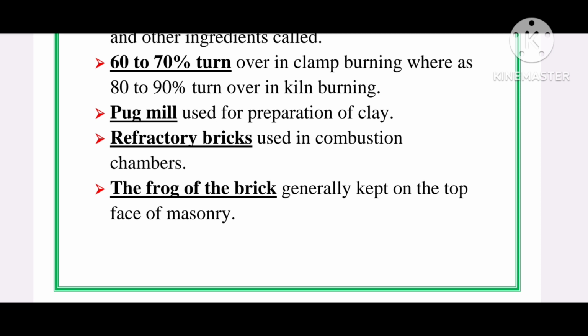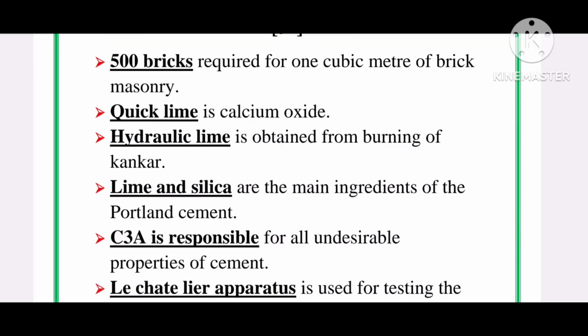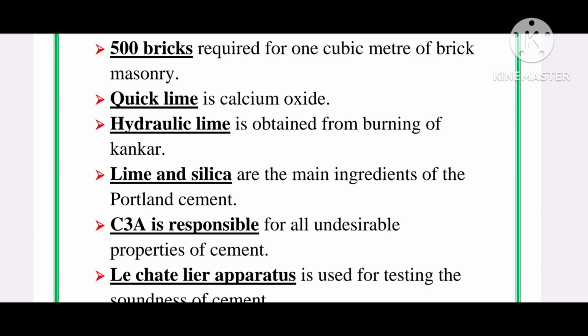Next point, pug mill is used for preparation of clay. Then next, refractory bricks are used in combustion chambers. Next point, the frog of the brick is generally kept on the top face of masonry. Next point, 500 bricks are required for 1 cubic meter of brick masonry.